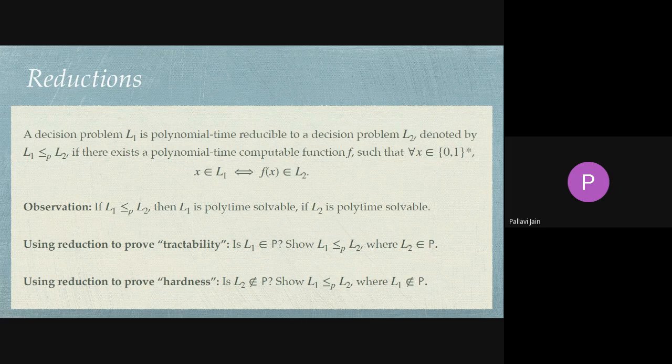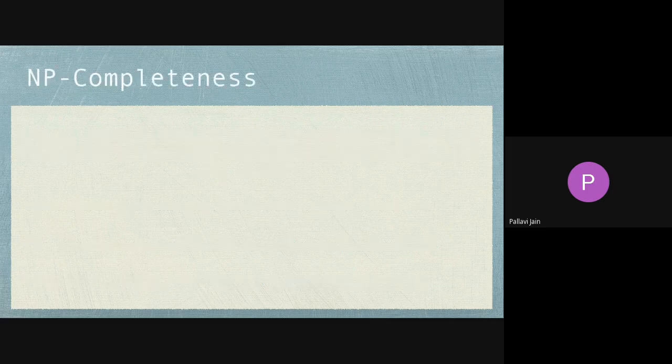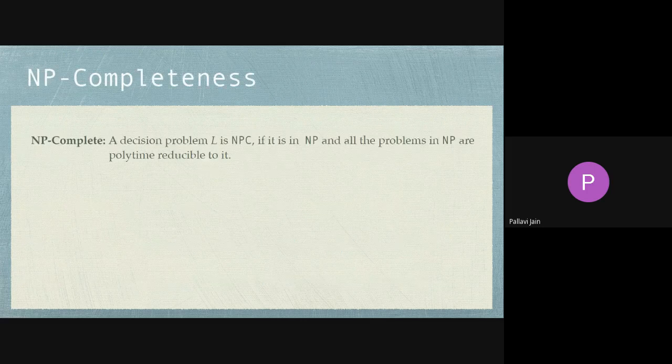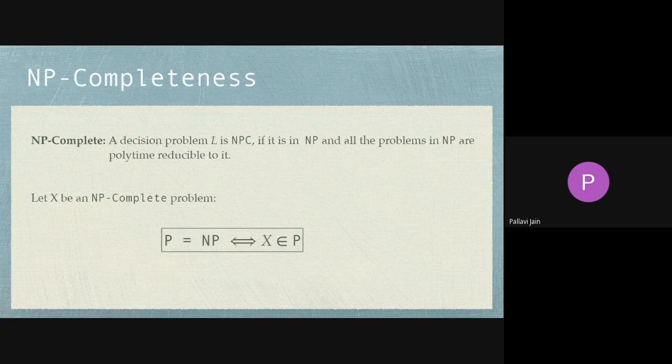Right. So yeah, I was talking about NP completeness again. So this was the definition of NP complete. And now we can say the following. Let X be an NP complete problem. Then we can say that P is equal to NP if and only if X is in P. So this direction is fairly obvious. If X is an NP complete problem, X is also in NP. So if P is equal to NP, then X, of course, belongs to P.